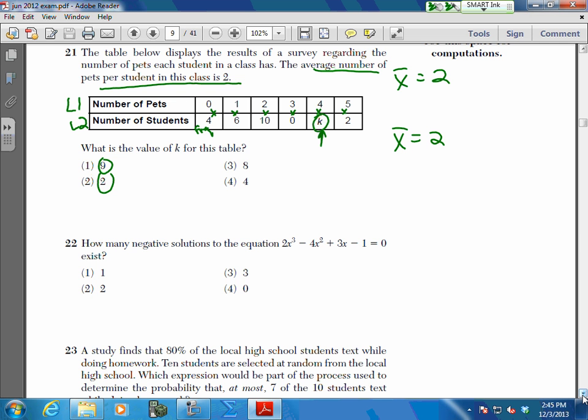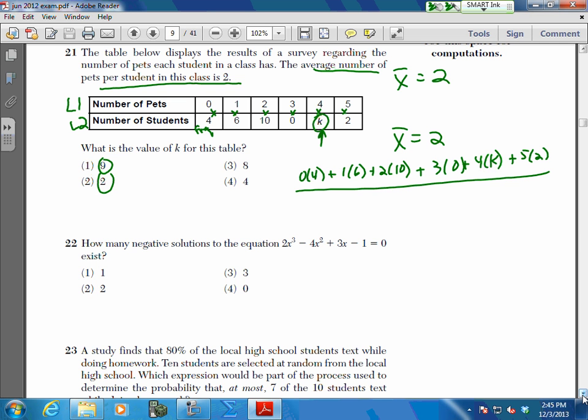So technically, you have to say 0 times 4 plus 1 times 6 plus 2 times 10 plus 3 times 0 plus 4 times k. There's your variable. Plus 5 times 2 over, and you got to add all these up: 4 plus 6 plus 10 plus 0 plus k plus 2. Collect your like terms. You know this is going to be 2. There's your average. Collect your like terms. You need to solve for k. And cross multiply, and you'll come up with k.